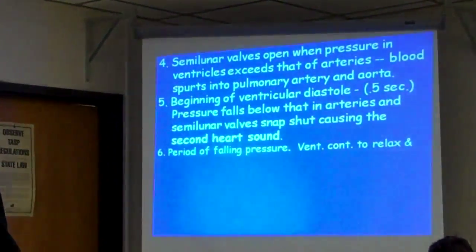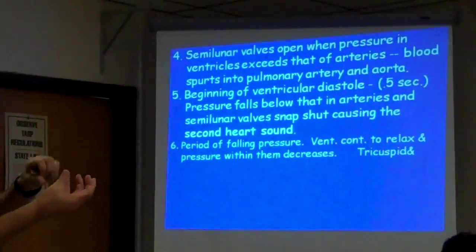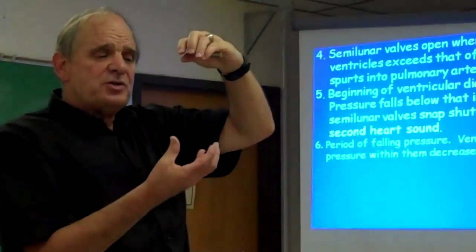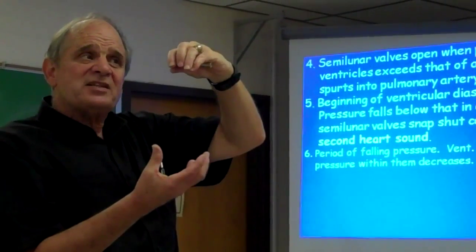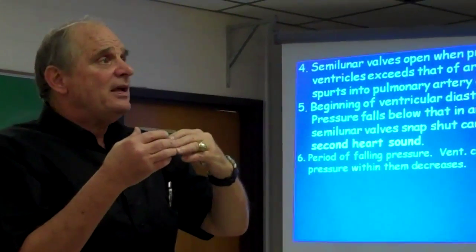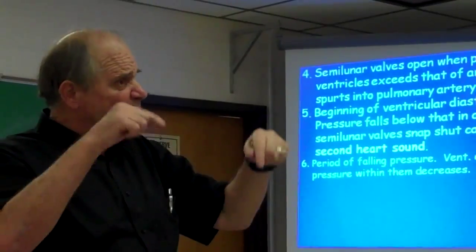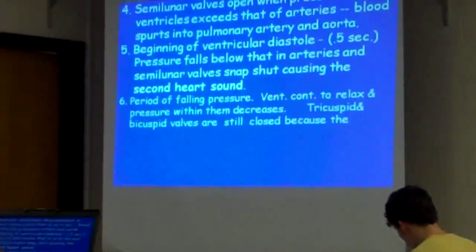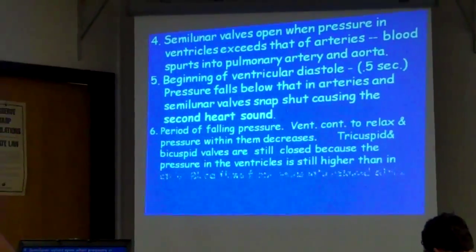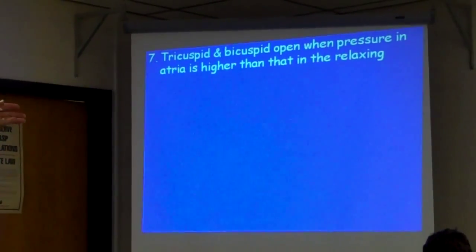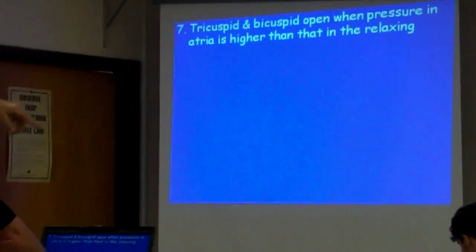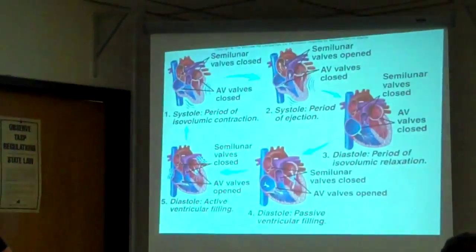Now the period of falling pressure: the ventricles continue to relax. Then the atria start into systole, and when the pressure in the ventricles becomes less than that in the atria, the AV valves open and blood spurts into the ventricles. Right here, the tricuspid and bicuspid valves are still closed because the pressure in the ventricles is still higher. Blood flows from veins into the relaxed atria. The tricuspid valve opens when the pressure in the atria is higher than that in the relaxing ventricles, and blood flows into the ventricles.